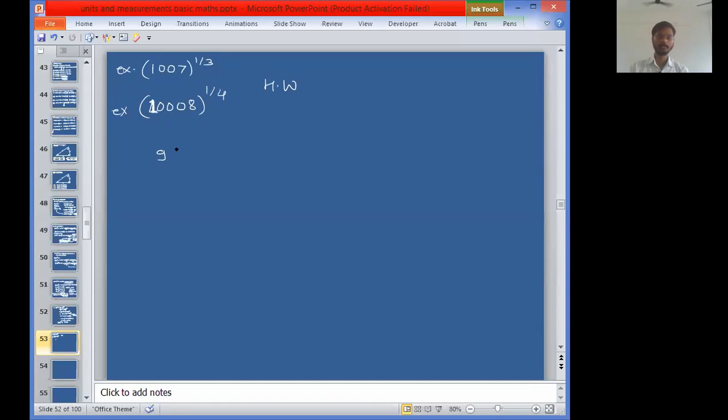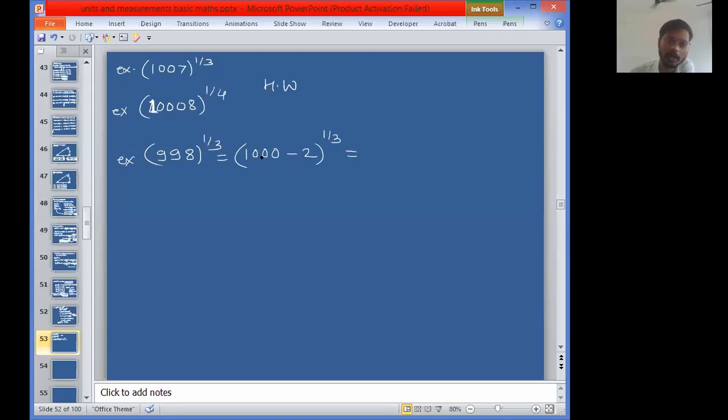Then 998 cube root. Now 998, the closest number to 998 having the perfect cube root is 1000. So we have to write here 1000 minus 2. Everyone write down this with me. So we have to write this 1000 minus 2. Here you have to write plus 7, here you have to write minus 2. It's minus 2. Let it be. Raised to 1 by 3.